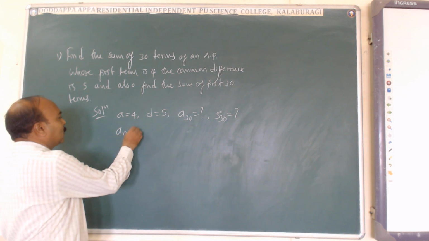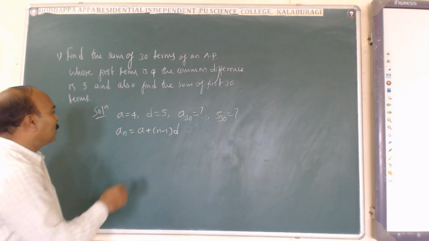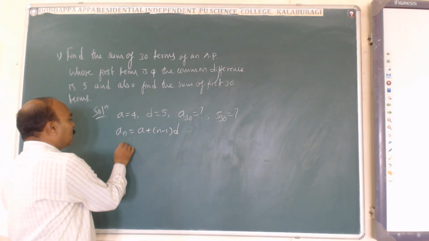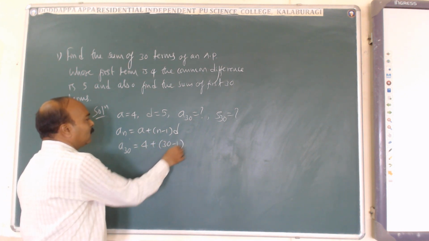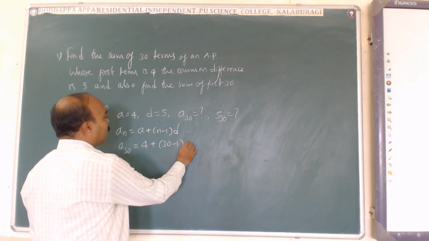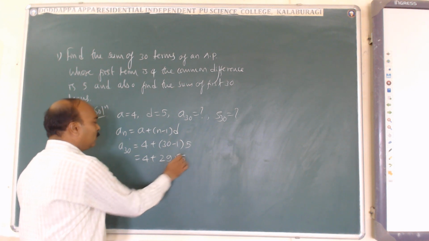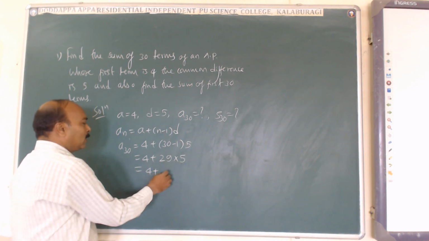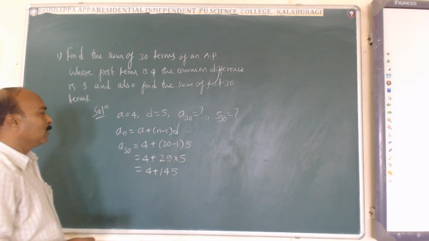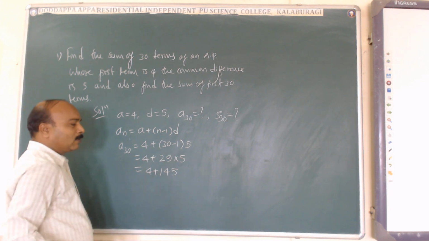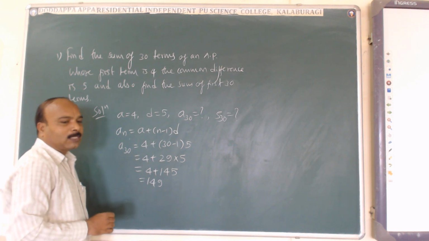For that, first we can use the an formula. an is a plus n minus 1 into d. Here you put n equal to 30. We got a30 equal to a is 4 plus 30 minus 1 into d value is 5. It is 4 plus 29 into 5, and 29 into 5 is 145, plus 4. Here we made the mistake, we had written it as 225. Now it is 149. It is the first answer.